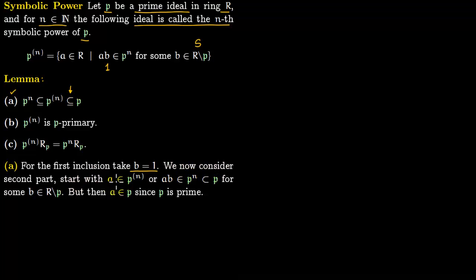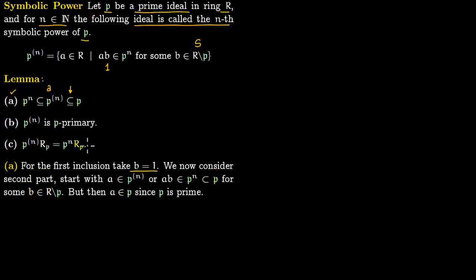For the second part, you start with some A which lies in P to the symbolic power of n. By this definition, that means A times B lies in P to the n, where B lies in the complement of the prime ideal. So AB lies in P to the n, which in turn lies within P, because P is a prime ideal, you take its nth power, it will still lie within P.